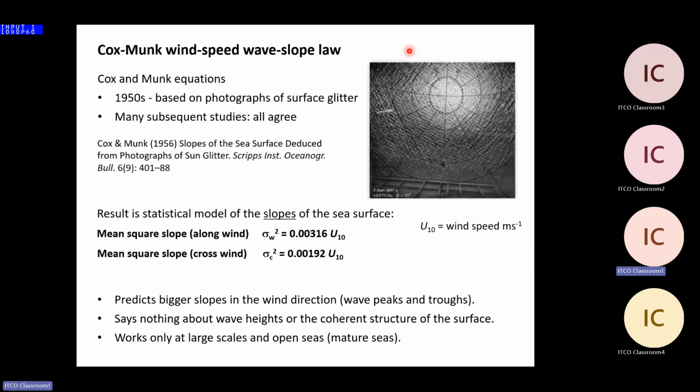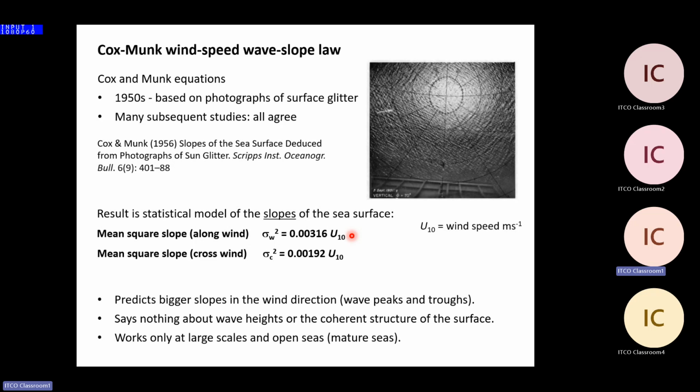And from this, they were able to derive, from the sun glitter patterns of the surface of the water, this kind of statistical model of the slopes of the surfaces. So what they came up with was that the mean square slope, which is basically the variance of the slope in the along-wind direction, has a simple linear relationship with the wind speed, which is U10. That's the wind speed 10 meters above the water surface. That's just the one that we generally use as a reference.